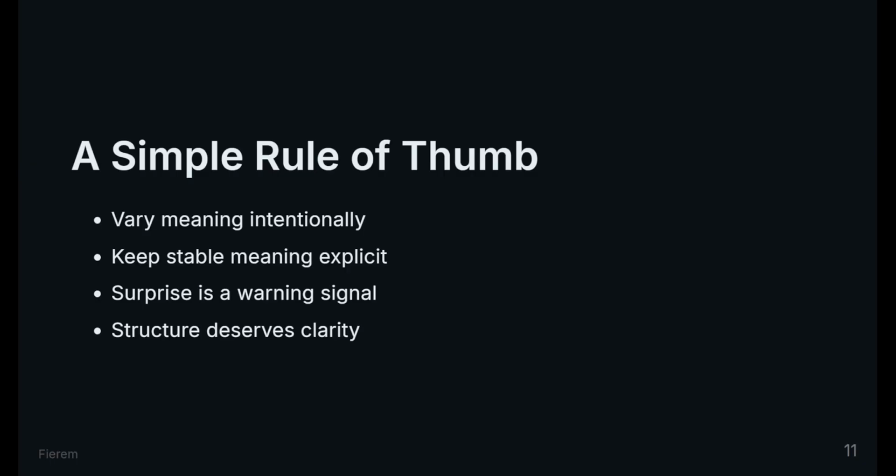Use variables when meaning must vary. Avoid them when meaning must remain stable. If changing the value would surprise a reviewer, it probably should not be a variable. Later, we will explore how modules formalize this boundary intentionally.